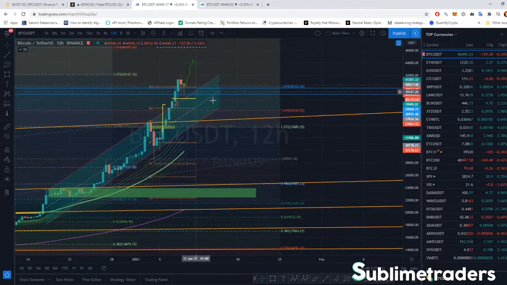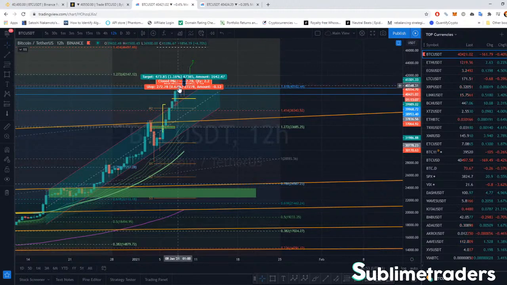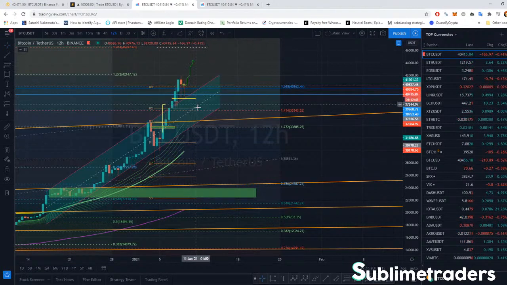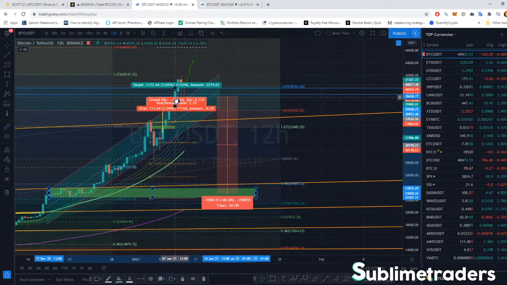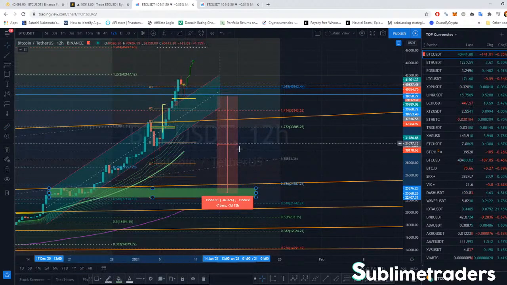So on the 12-hour, it's not looking very good. These types of candles are bullish, but from two bullish candles, we can have a big fat red candle that can basically engulf these two. And from here, if we go down, guys, we need a parachute. This is why it is very important to have stop losses.